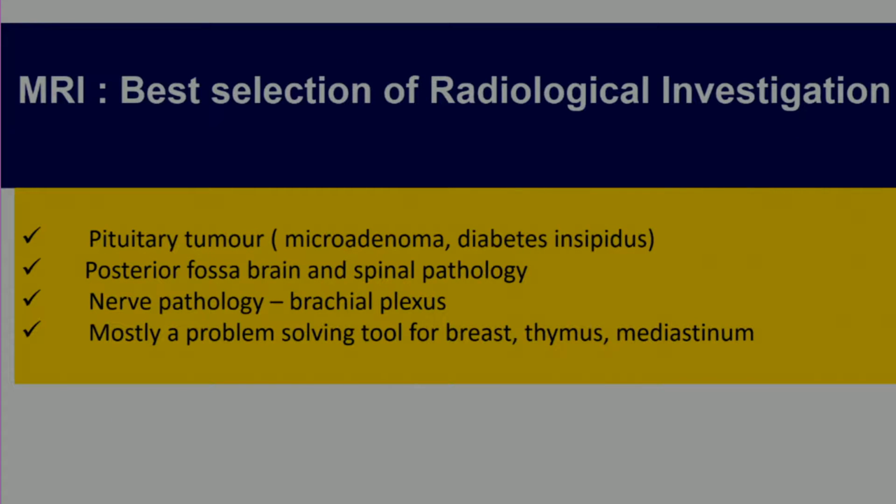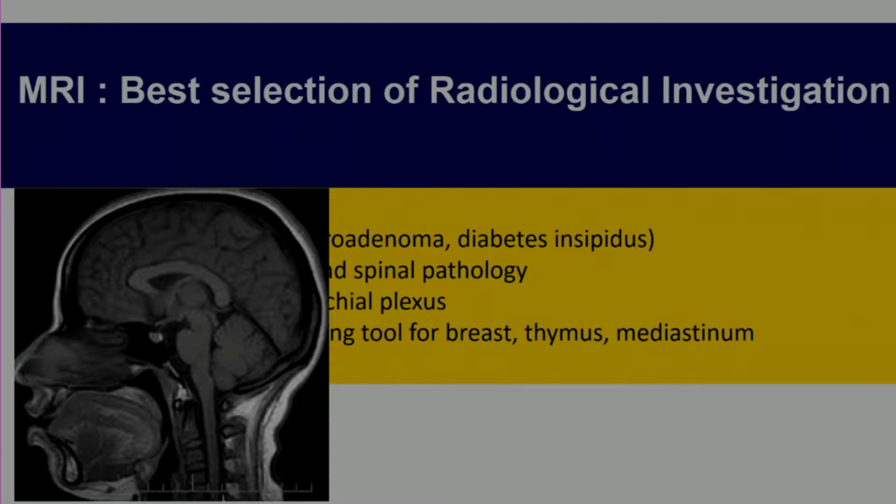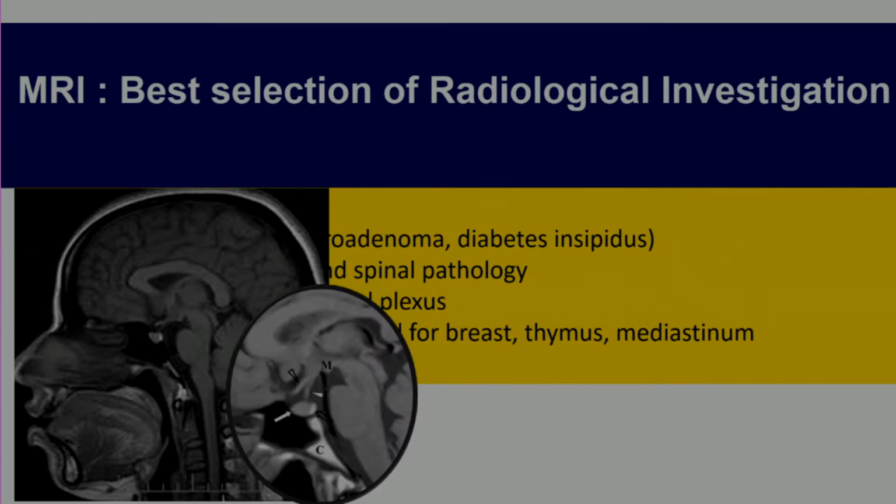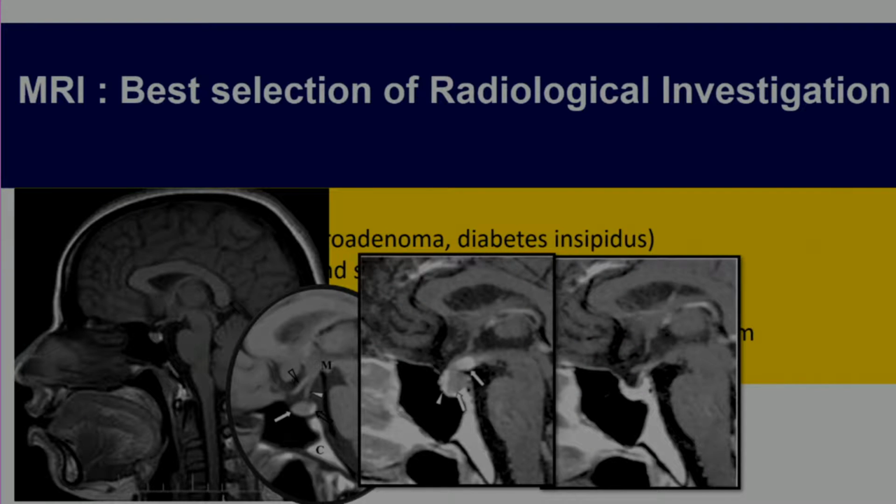And MRI is considered one of the best selections for these conditions. Of course, pituitary tumor, posterior fossa tumors, and spinal pathology, nerve pathology like brachial plexus or any other nerve, and mostly a problem-solving tool for breast, thymus, and mediastinum. As you can see here, this one is showing a tiny microadenoma in this MRI, and this is just to recap your normal anatomy. And this one is an interesting case.